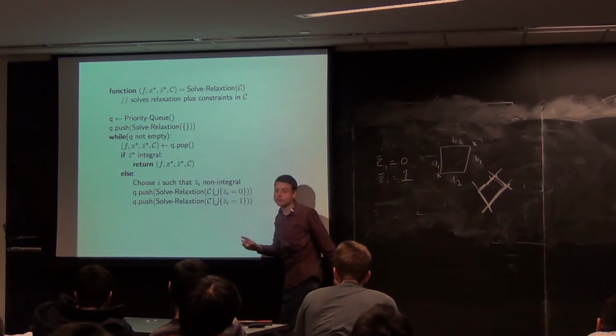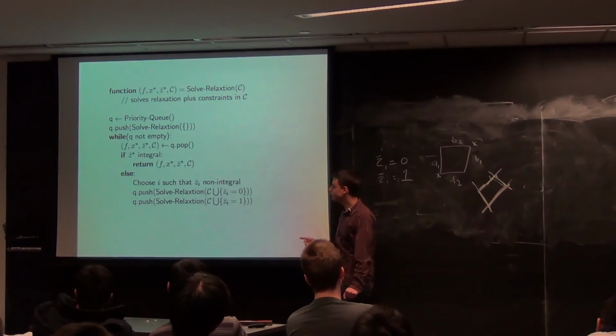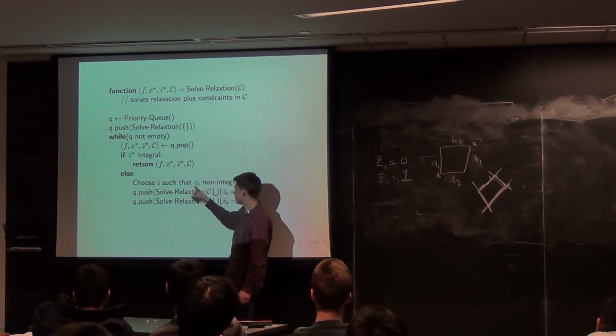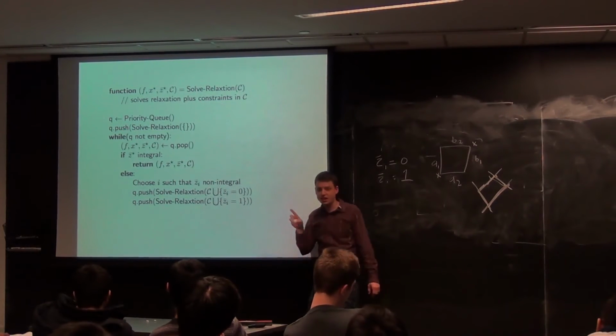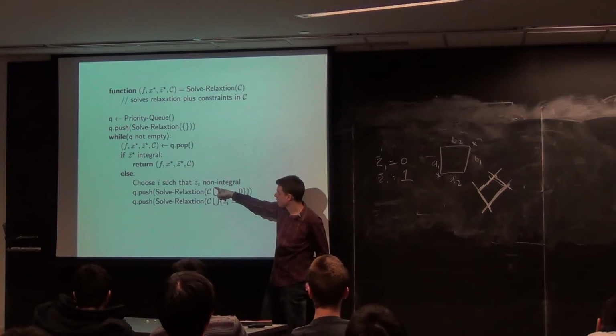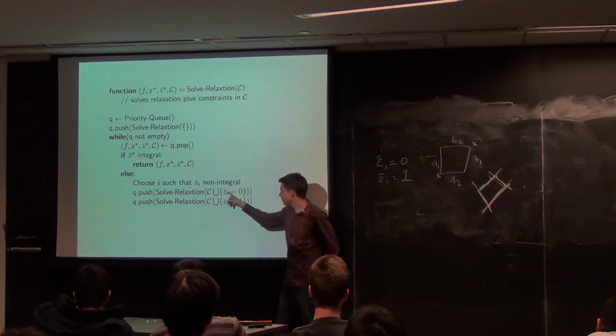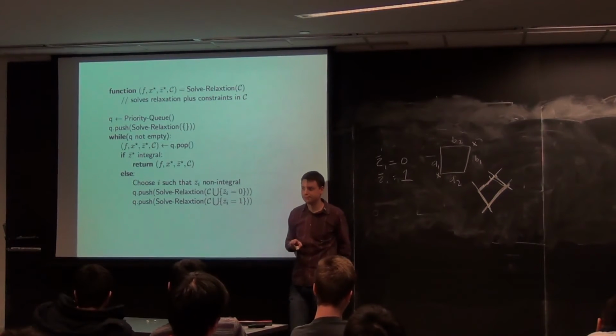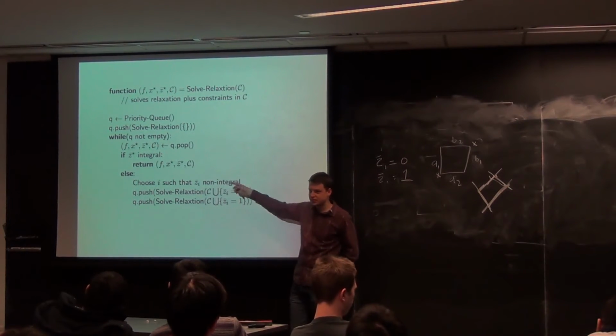If not, so if it does not happen, we do the following. We choose some i such that this is non-integral, not integer valued, and we push onto our queue the solution with this thing being set to 0 and the solution with this thing being set to 1. And that's it. This is a best first search.